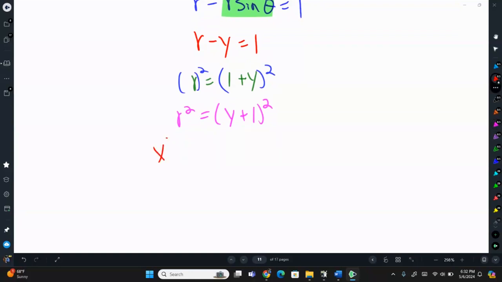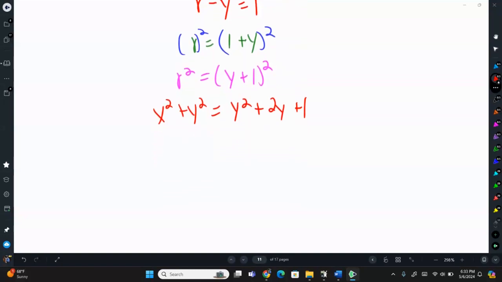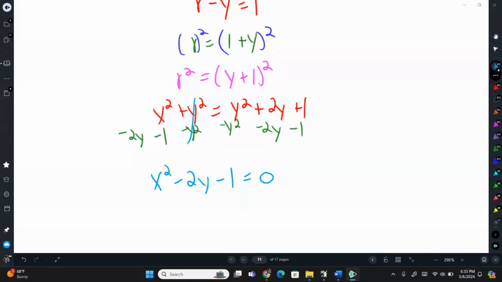So r squared is equal to x squared plus y squared, and then y plus 1 squared using our shortcut is y squared plus 2y plus 1. Then we got to move everything to one side. I'm going to move everything over to the left. So subtracting y squared from both sides, then 2y, and then 1. The y squareds are going to cancel, so we're going to have x squared minus 2y minus 1 equals 0. So that would be our final answer.